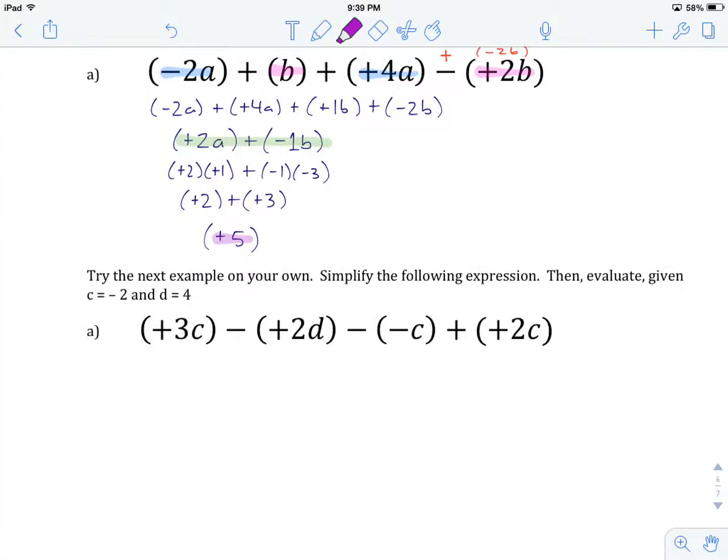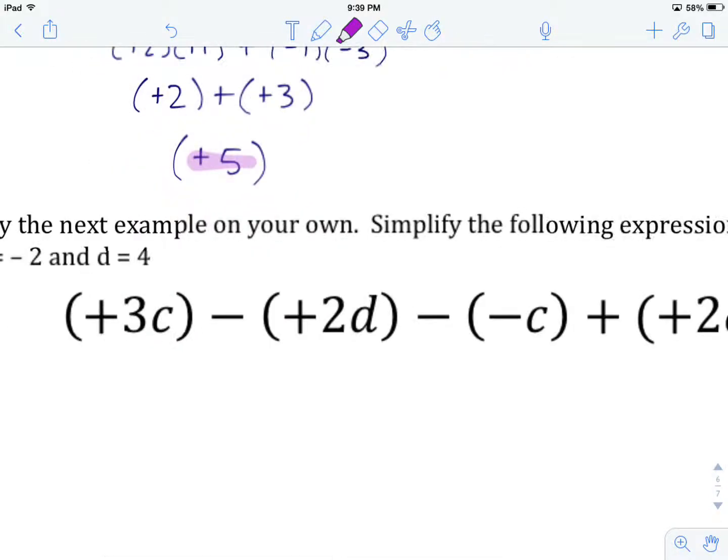I'd like you guys to try this one on your own. So hit pause here in the video, give this one a try to follow the steps through. When you get an answer, come on back and we'll check how you did. Okay, let's get a look at this.